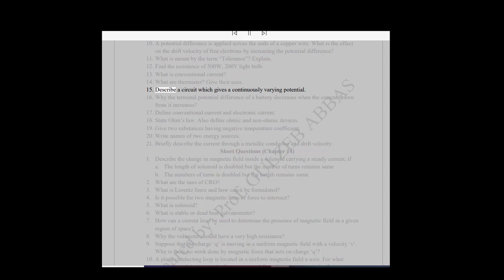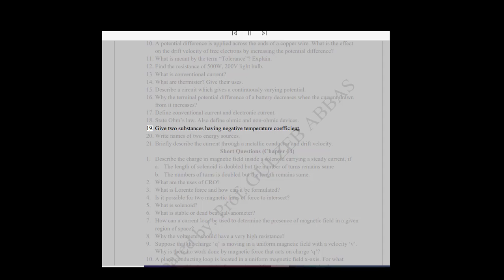15. Describe a circuit which gives a continuously varying potential. 16. Why does the terminal potential difference of a battery decrease when the current drawn from it increases? 17. Define conventional current and electronic current. 18. State Ohm's law. Also define ohmic and non-ohmic devices.